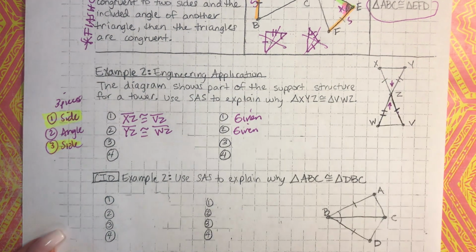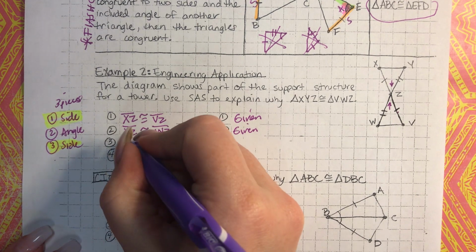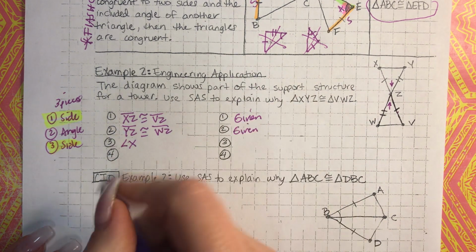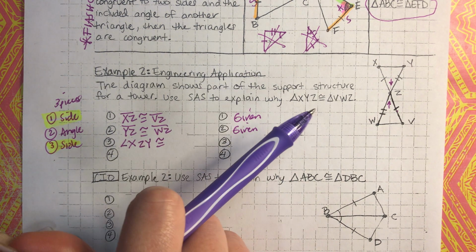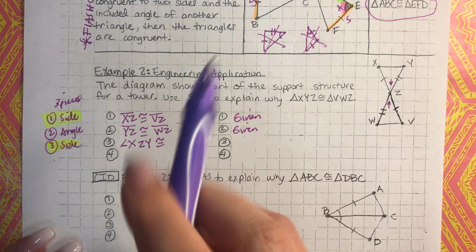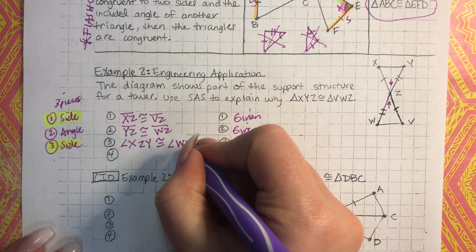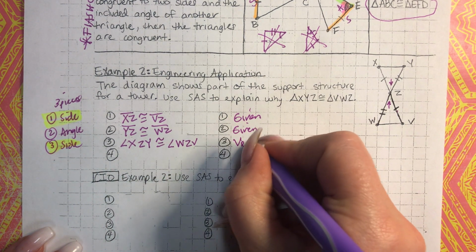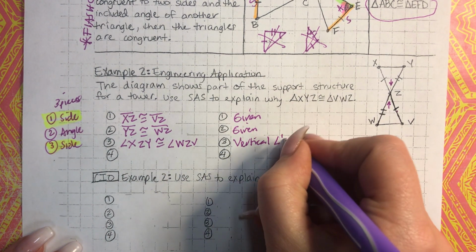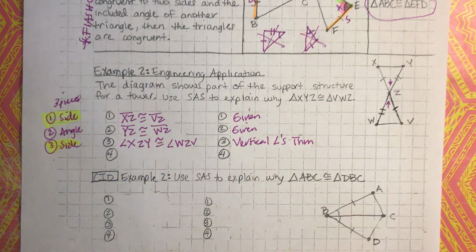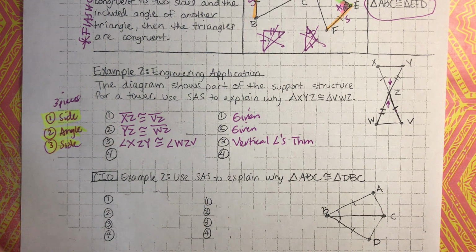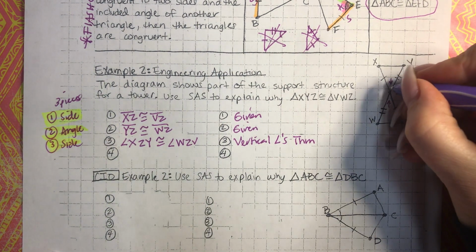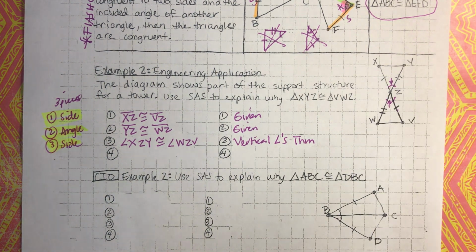So what I would say is that angle XZY is congruent to angle WZV because of the vertical angles theorem. So we have that included angle and it's congruent as well. I can use my little arc mark here to show. One arc mark shows that it's congruent.